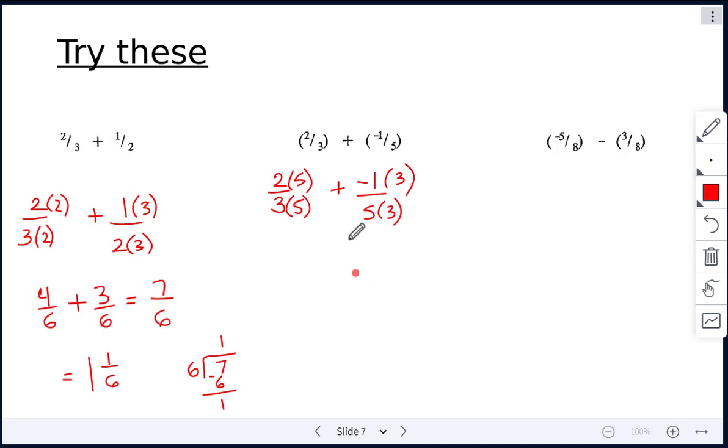All right, so this here is going to give me 10 over 15 plus, this is a negative 3 over 15. All right, just keep in mind the negative there. So now when you're doing that, it's 10 plus negative 3, which gives me 7. So our answer is 7 over 15 for that one.